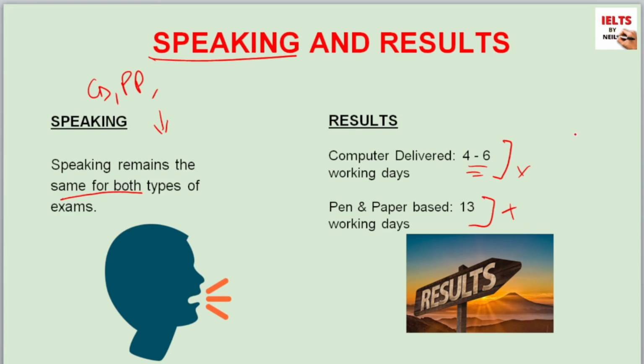Now coming to the final question: should you book computer delivered or pen and paper based? My suggestion would be, if you are familiar and friendly with computers and you want your result real quick, like you don't want to wait for 2 weeks, then you should go for computer delivered. Whereas if your handwriting is good and you are not that great with computer typing, the speed is not really fast, and you don't mind waiting for 2 weeks for the result, you're not in a hurry, then you can go for pen and paper based.